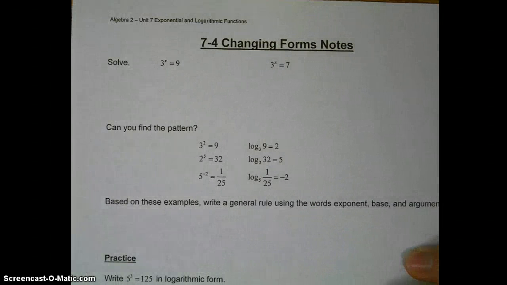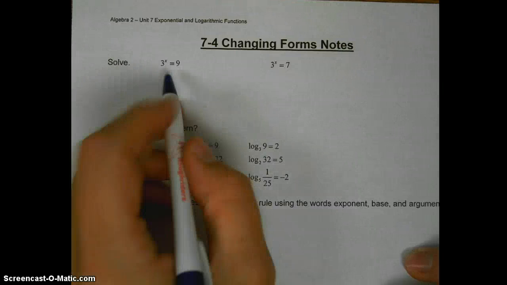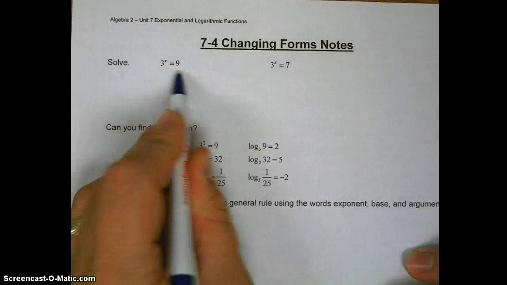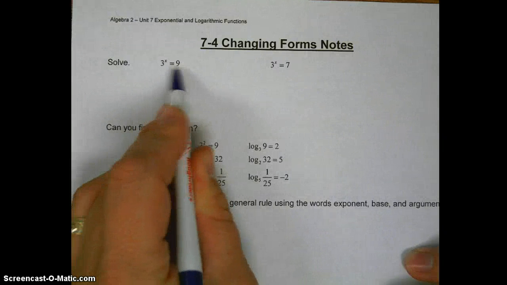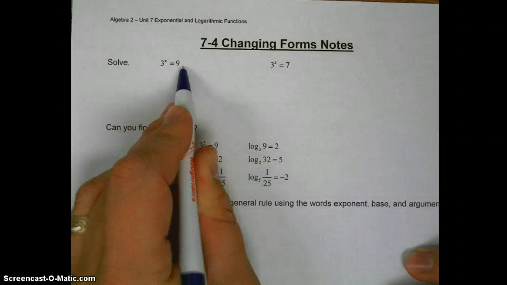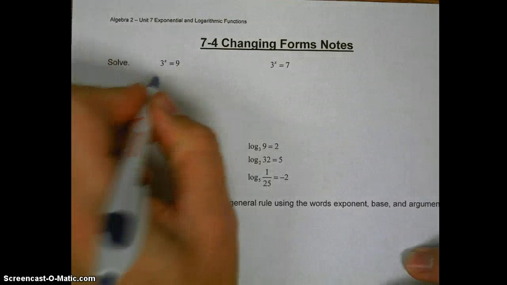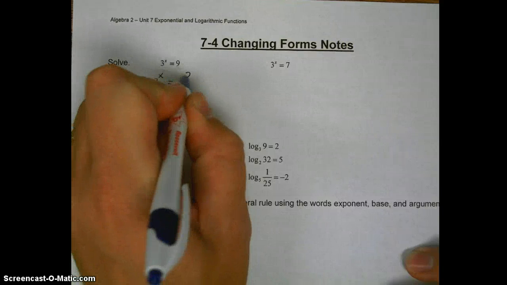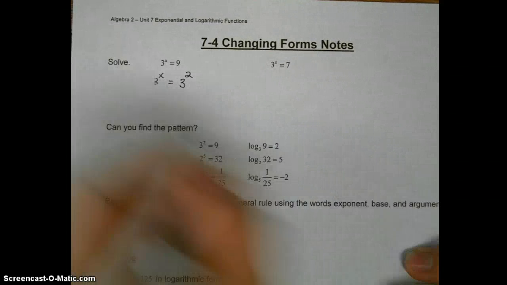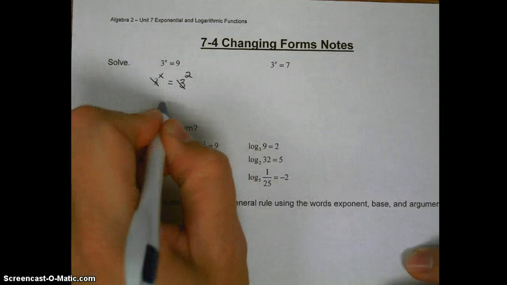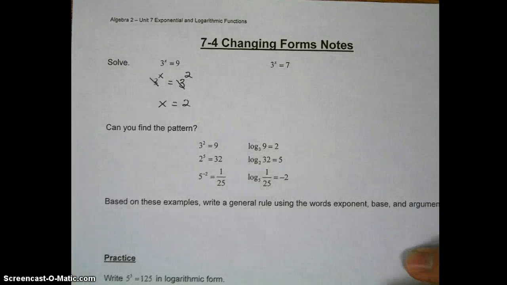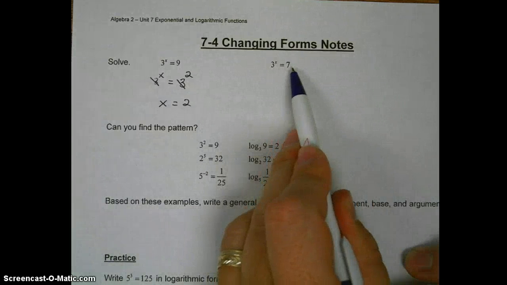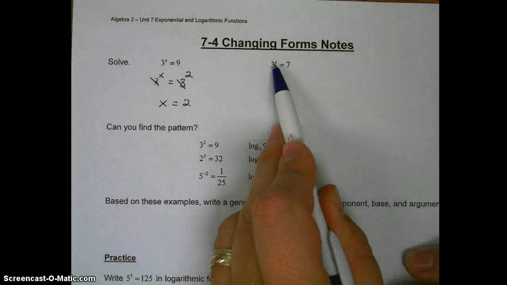Okay, changing forms notes. So first of all, we should be very familiar with solving this type of equation here. Notice you can easily change the 9 to base 3. So solving this, we get 3 to the x equals 3 squared. And basically, canceling out the 3's, we get x equals 2. Very simple.